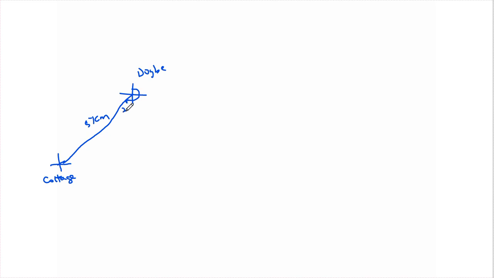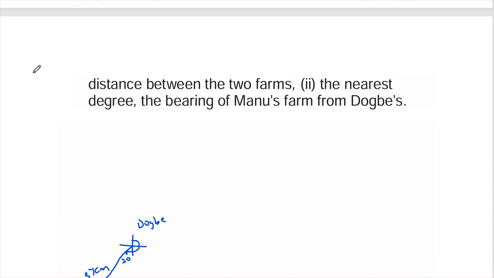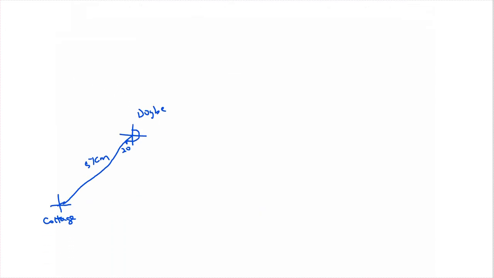This is the cottage. Here we have the cottage, and here we have Dogbe, and we said it's 200. So from here to here is 200. 200 means here is 180. That means here will just be 20. So the cottage being on a bearing of 110 degrees from Manu, it should be somewhere here, because 110 is like this. Yeah, so it should be somewhere here.